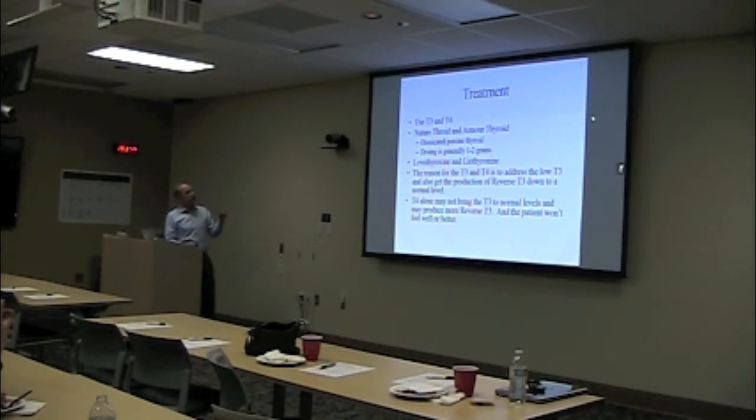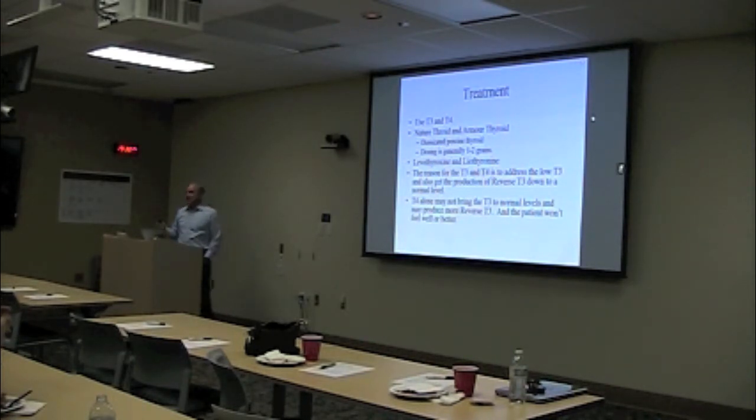So there's a couple ways of doing it. You can use the desiccated pig thyroid. Generally, doses are 1 to 2 grains. That's been around for 100 years. You can use levothyroxine, T4, and you can use liothyronine, T3. Those are both prescriptions, made by pharmaceutical companies. The reason for the T3 and the T4 is to address the low T3 and also get the production of reverse T3 down to a normal level. T4 alone may not bring the T3 to normal.